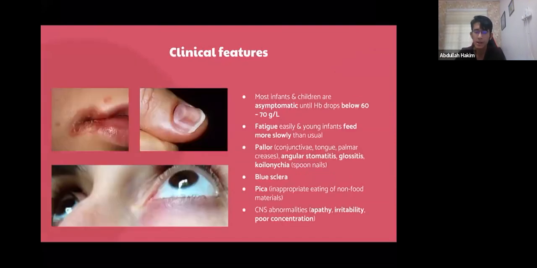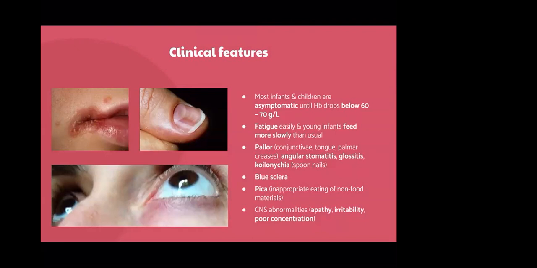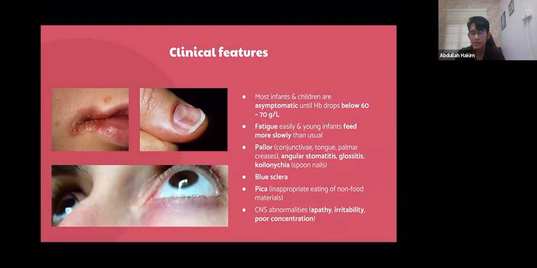So the clinical features for patients with iron deficiency anemia. So most infants and children are asymptomatic until the hemoglobin drops below 60 to 70 gram per liter. Okay. So the clinical features that we may see are fatigueness, and also the young infants will feed more slowly than usual. So we can also look for pallor at the conjunctiva, tongue and palmar creases.